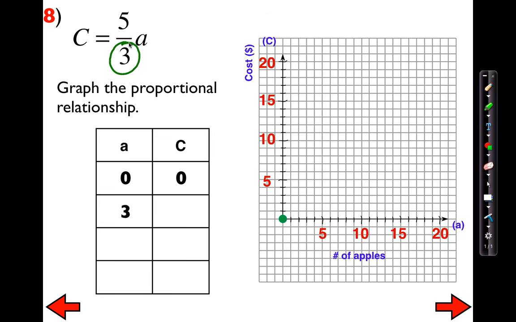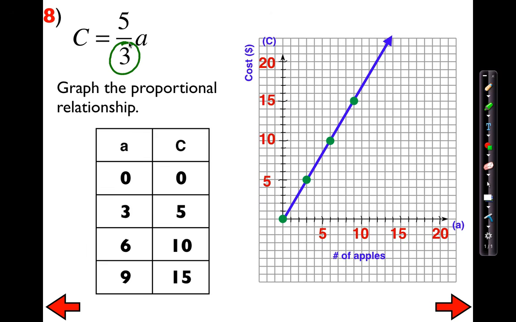So I'm going to go with 3 next. If you plug in a 3, you'll get c equals 5. So we're going to graph that point. Next, multiple of 3 would be 6. So if you plug in a 6, you're going to get a c value of 10. So graph that ordered pair. And then the other multiple of 3 would be 9. So if you plug in that value, you would get 15. So 9, 15. So here you go.